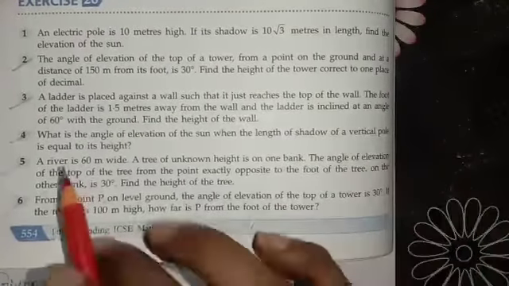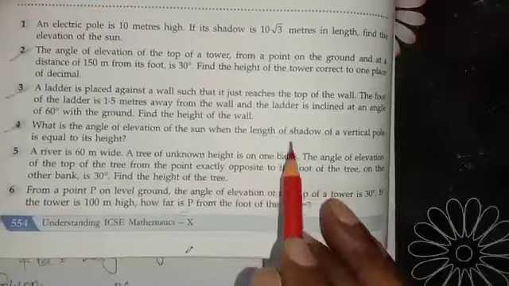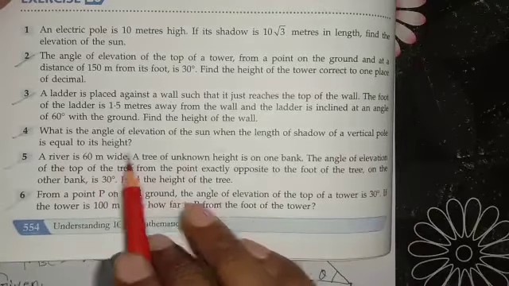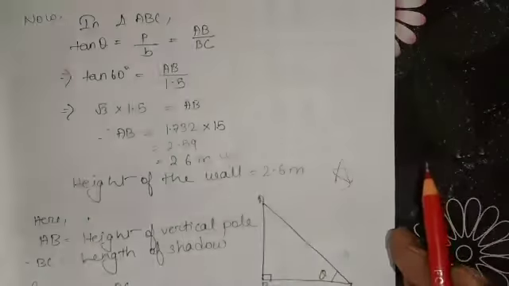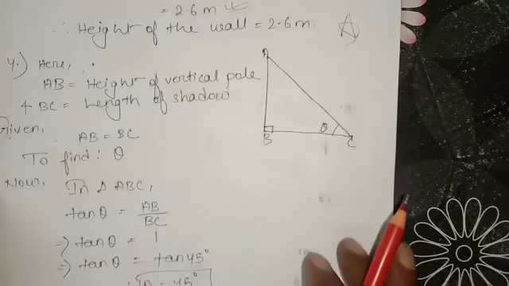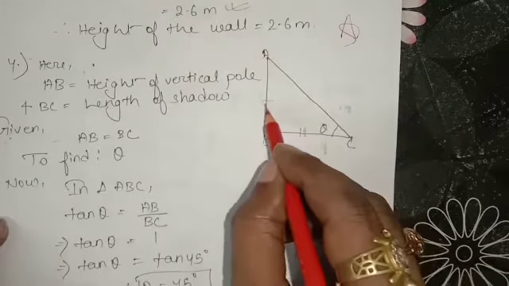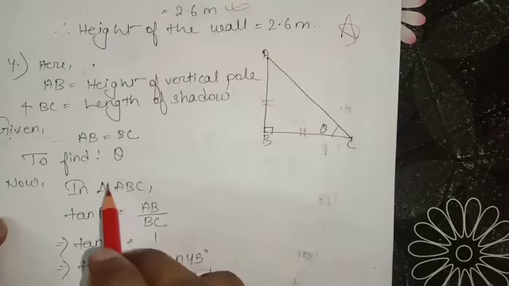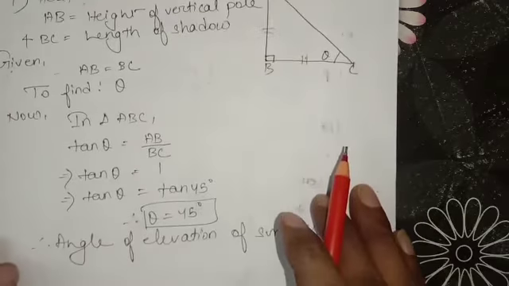Number 4 question is given like this. What is the angle of elevation of the sun when the length of the shadow of a vertical pole is equal to its height? The length of the shadow of a vertical pole is equal to its height. Question number 4, just see. These two are given equal. As per the question, AB equal to BC. To find the angle of elevation, that is theta, we have taken here the triangle ABC.